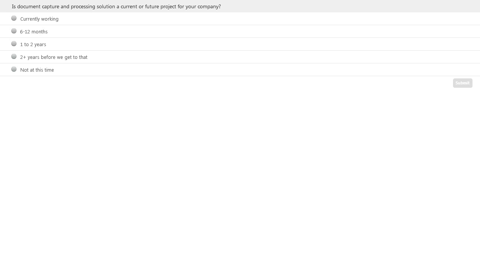So is a document capture and processing solution a current or future project that you're looking to implement in your organization? Is this something you're currently working on? Is it something you're looking to do within the next 6 to 12 months? Within the next 1 to 2 years? Or are you just starting your research now, or is this a project more than 2 years down the line? Just looking to get a gauge of where you are in considering a document capture and processing solution.